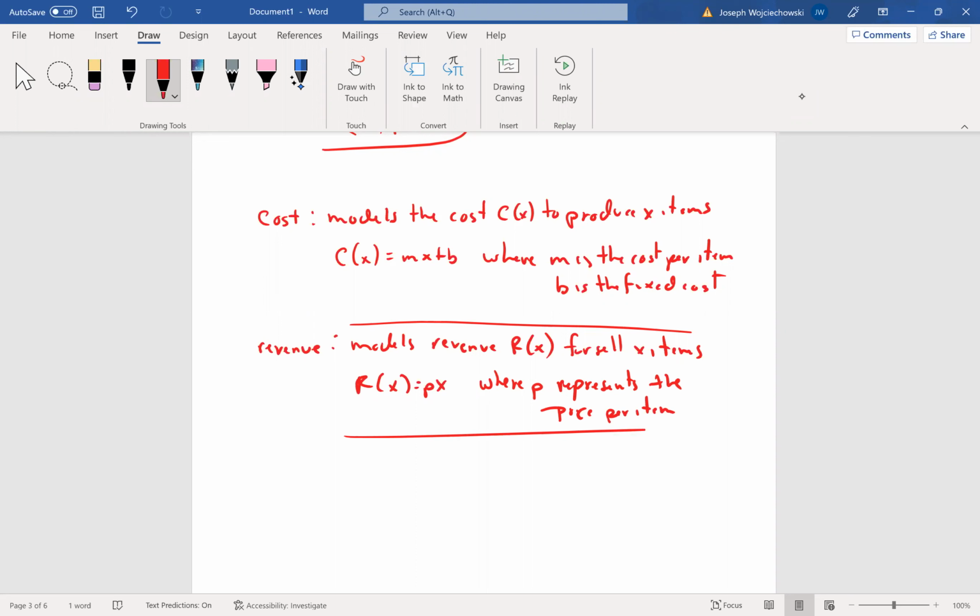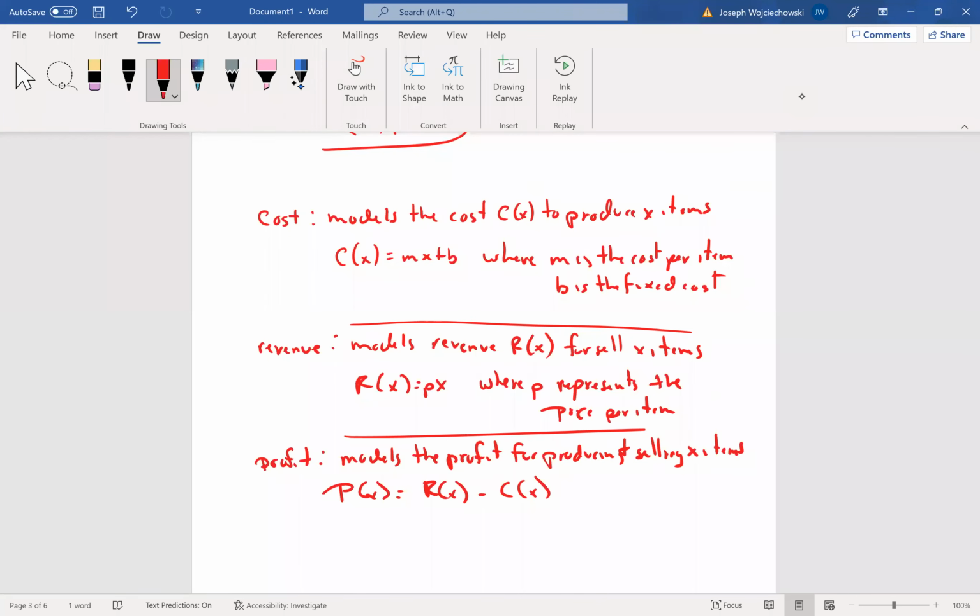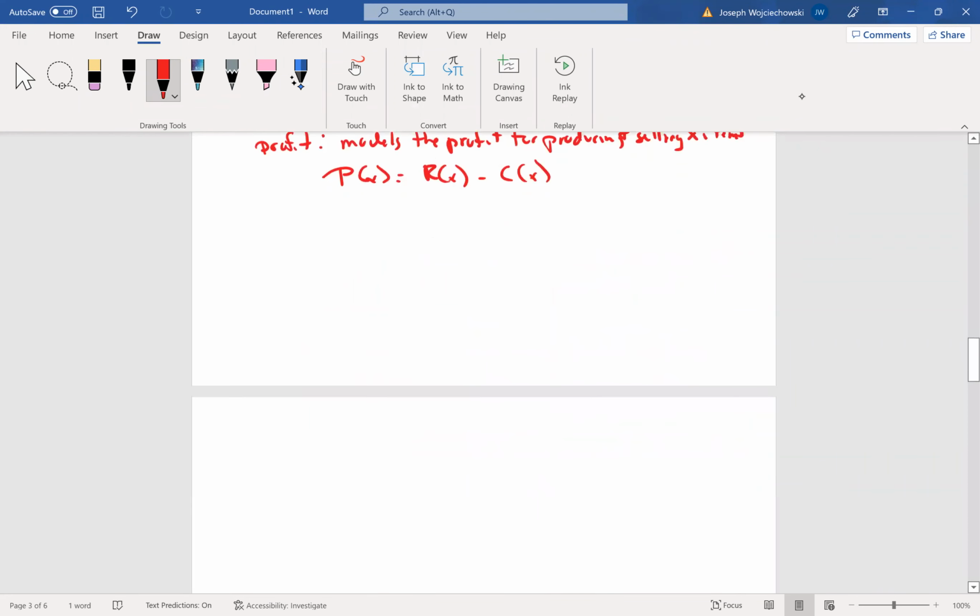And lastly, we have the profit function. This models the profit for producing and selling X items. Typically, this is P of X equals the revenue minus the cost. So let's see if we can do an example of this.